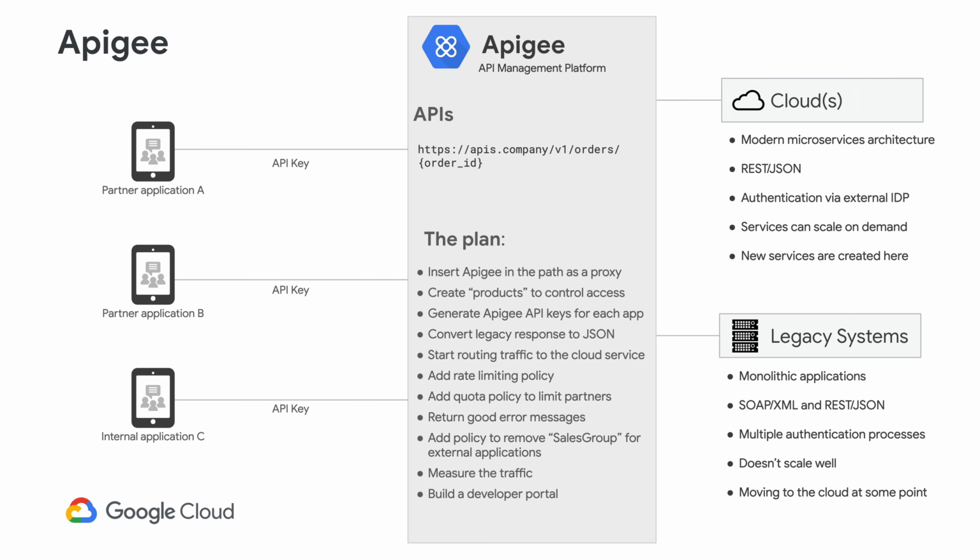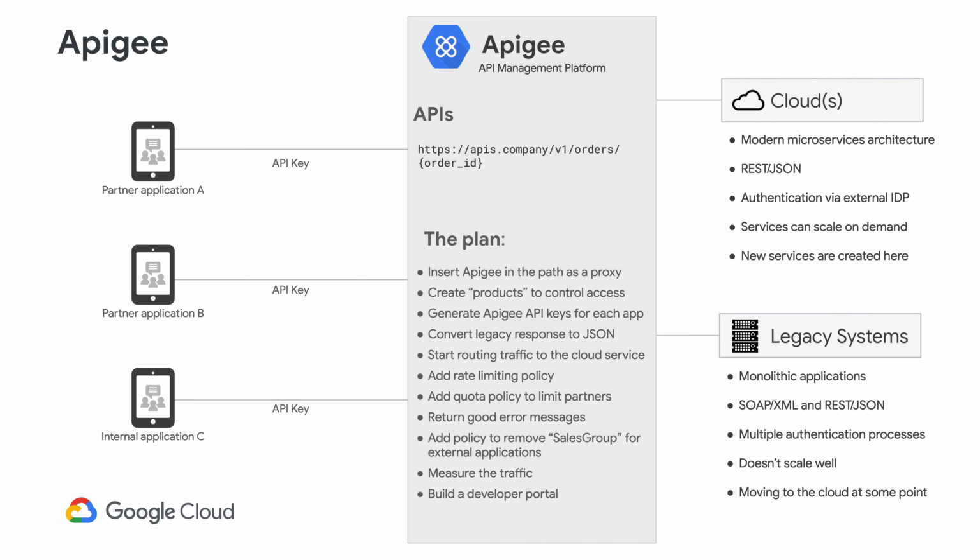Well, first, we're going to insert Apigee into the path as a reverse proxy. The applications on the left are going to talk to Apigee, and Apigee is going to talk to the systems on the right. We're going to create products to control access, and I'll talk about that in just a minute. There's a way of grouping APIs together into products to control who has access. We're going to generate API keys for each application, and Apigee is going to manage all of those keys that the developers are using. We'll convert the legacy response that comes back from the legacy system into JSON.